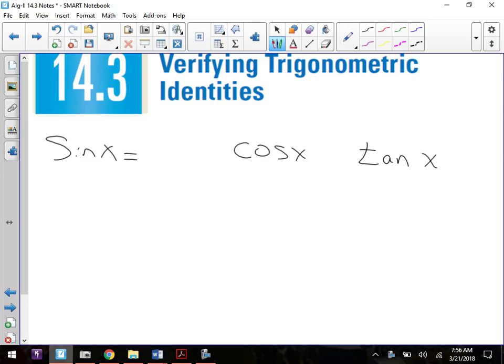Okay. So when you have a sine of x, what's the reciprocal of sine? 1 over sine, right? Which would equal cosecant, right? So if I take the reciprocal of sine, it equals cosecant.